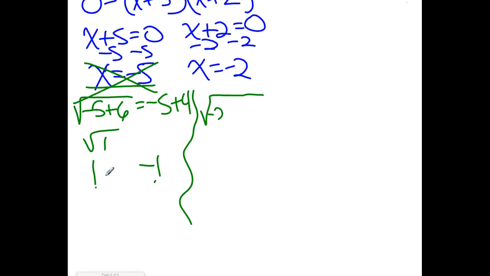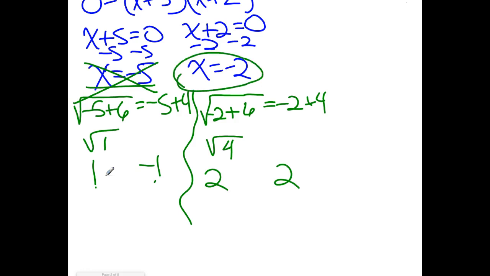So now we're going to plug in negative 2. Okay, so I'm going to have negative 2 plus 6, and on this side, I'm going to have negative 2 plus 4. Well, on this side, negative 2 plus 6 is 4, and the square root of 4 is 2. On this other side, I have negative 2 plus 4, which is just giving me 2, which is good, so I know this is our answer.